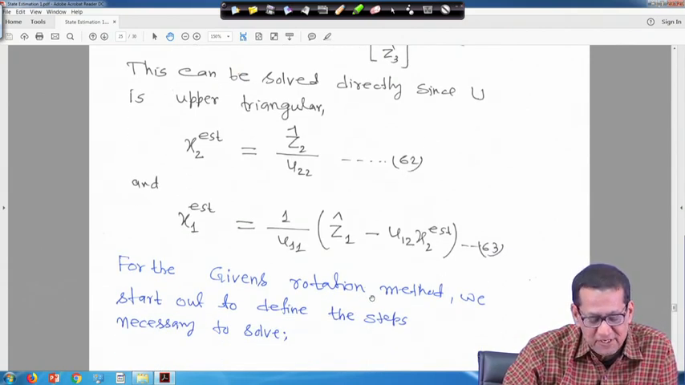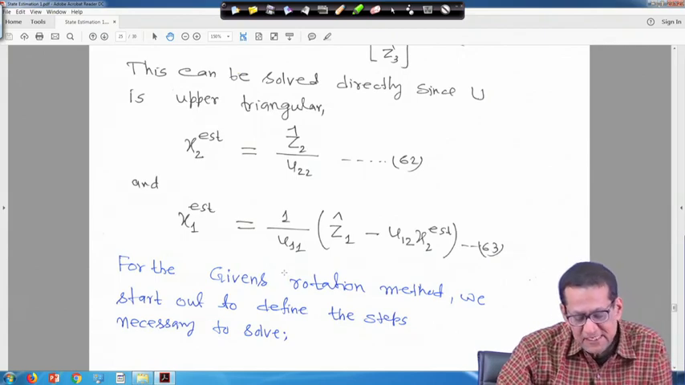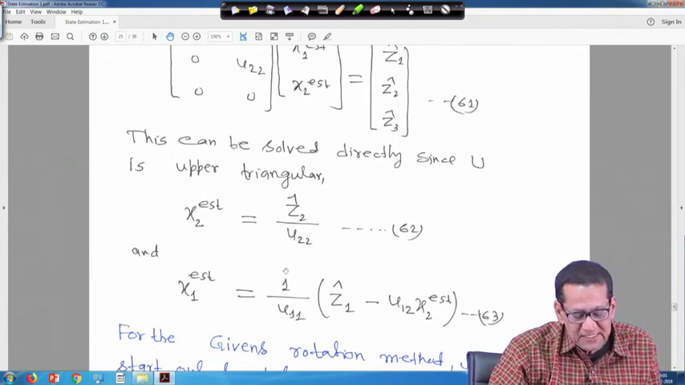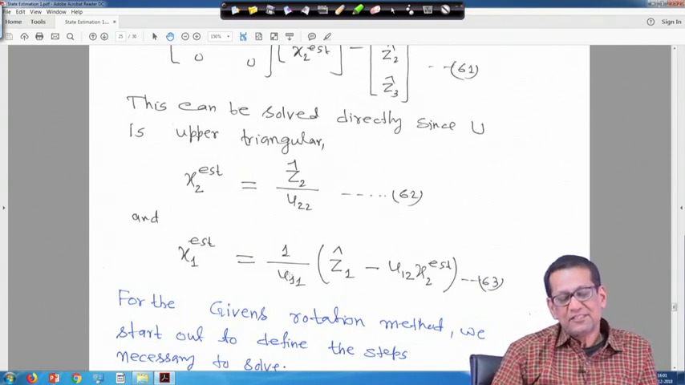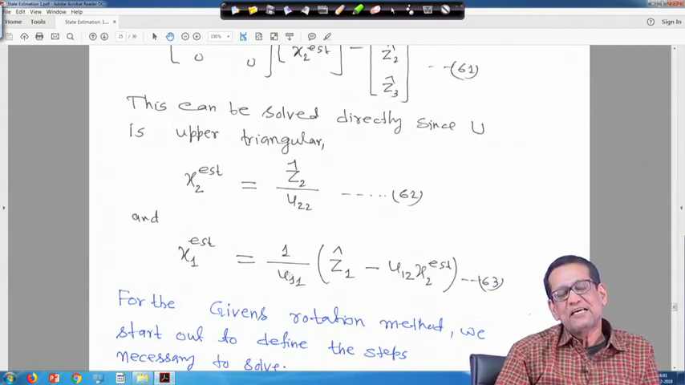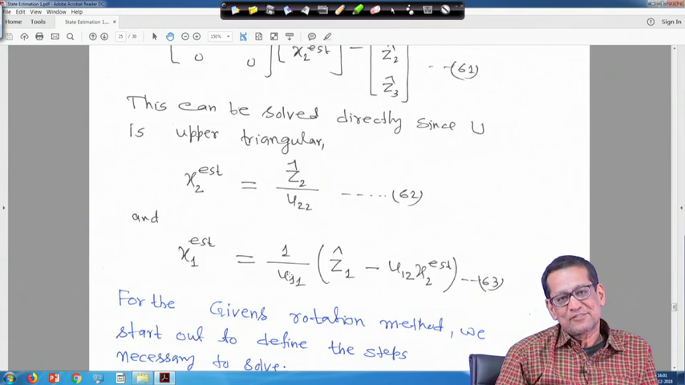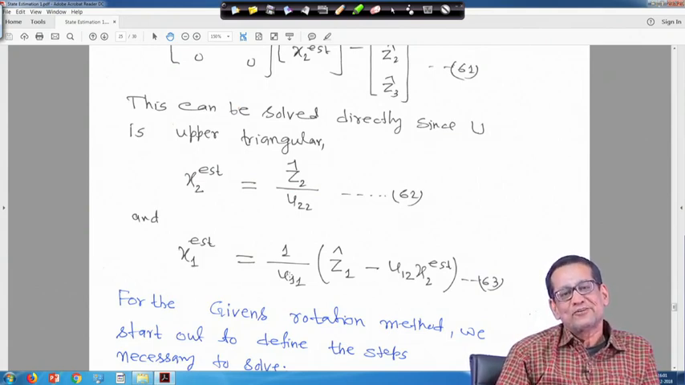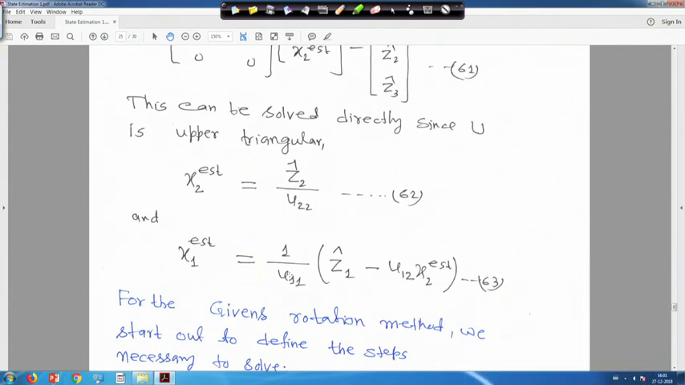For the Givens rotation method, we start out by defining the steps necessary to solve. We will see the Givens rotation method a little bit, not much, and then we will try to see a few examples at the end. Throughout the course, it is mostly mathematically oriented. The problems are not small, but we will see how things can be done, and all this analysis we have tried to see. So, thank you very much.